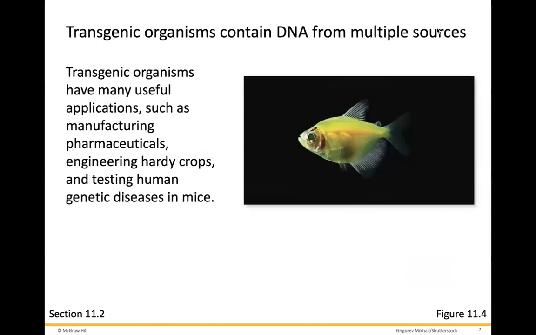Transgenic organisms contain DNA from multiple sources. Transgenic organisms have multiple useful applications, such as manufacturing pharmaceuticals, engineering hardy crops, and testing human genetic diseases in mice. We have often seen, for example, in areas where it's very difficult to grow wheat, they have been able to genetically modify it so that it can grow in pretty arid environments.